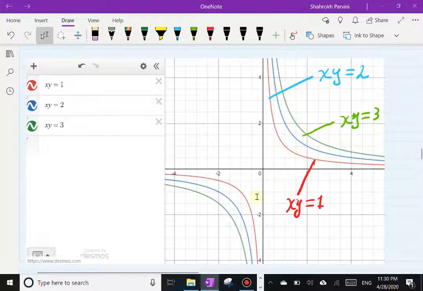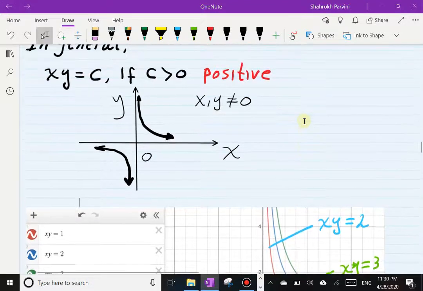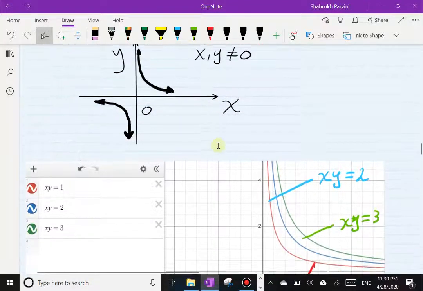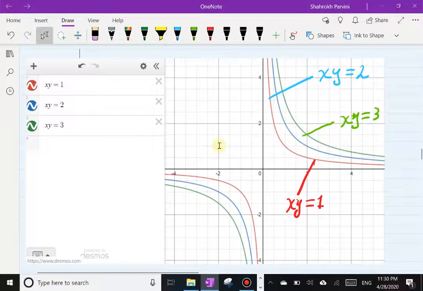So you see that all 3 graphs have the same general shape. It just depends on the number that they equal. If this is positive, the effect is how it bends right around here. See how it curves? So that's what the numbers 1, 2, 3 will affect. And again, if you look at what I have up here, if the product is positive, this is the general shape, and this just reinforces that.